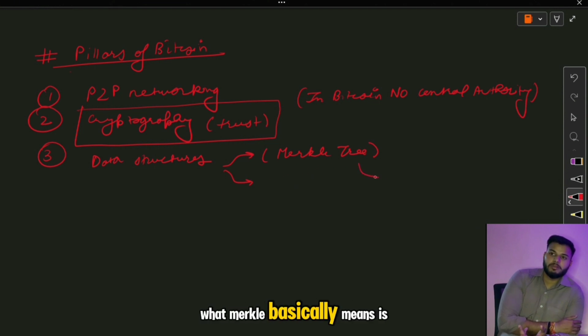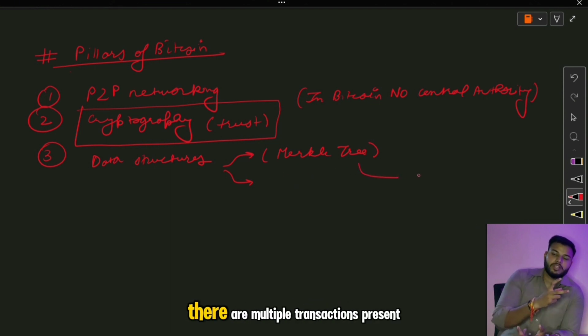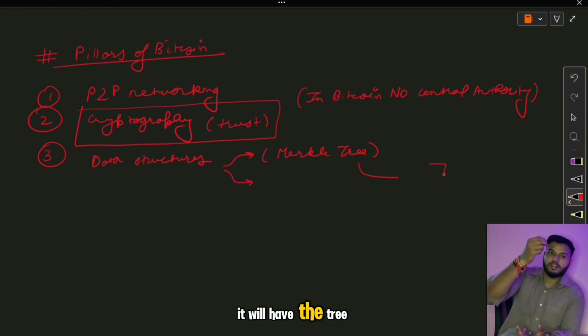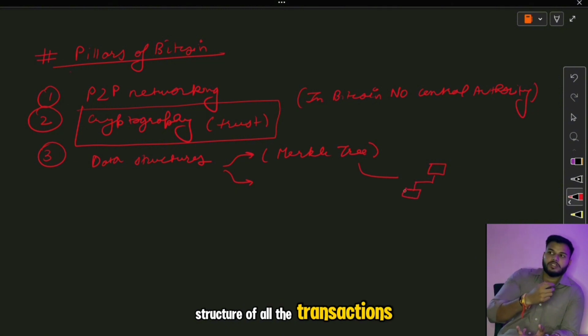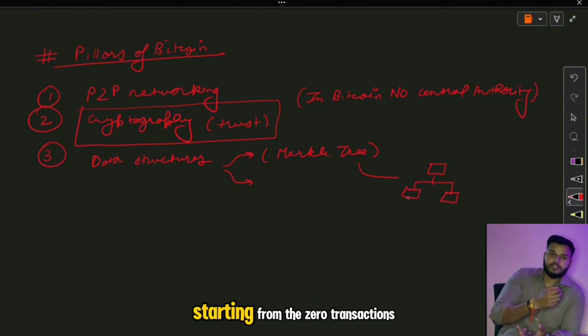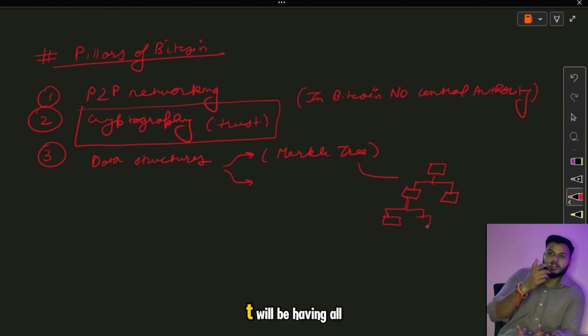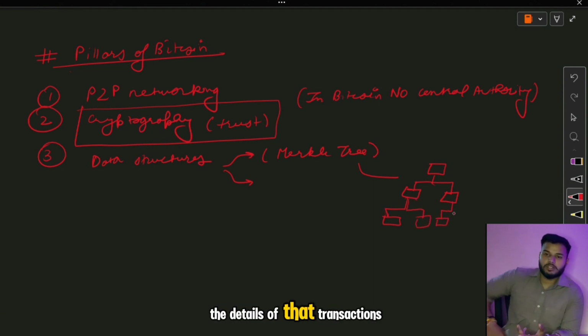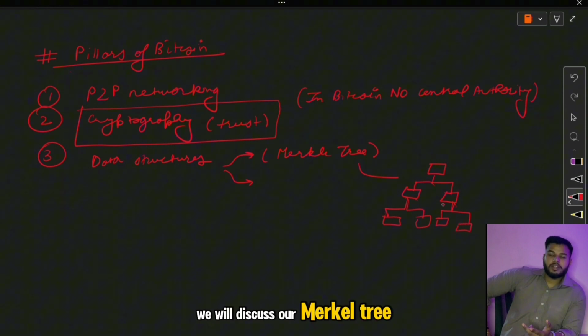let's say in a block there are multiple transactions present. The Merkle tree will have a tree structure of all the transactions that are there, starting from the zeroth transaction till the latest transaction added to the block. The Merkle tree will have all the details of those transactions. We will discuss the Merkle tree in detail in the next few videos, but let's move forward.